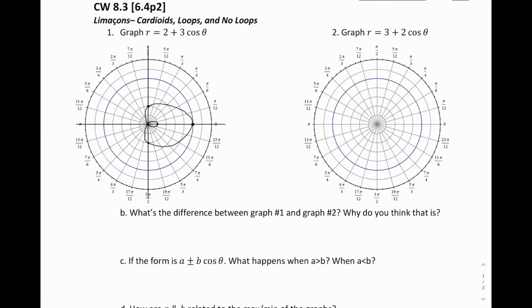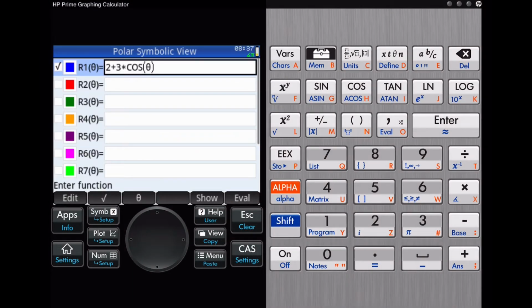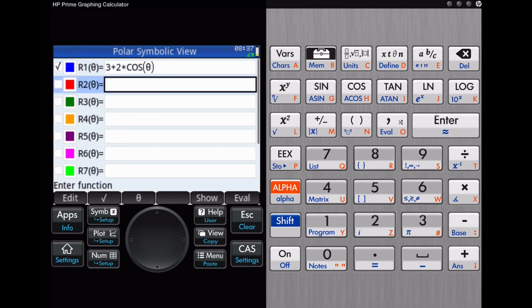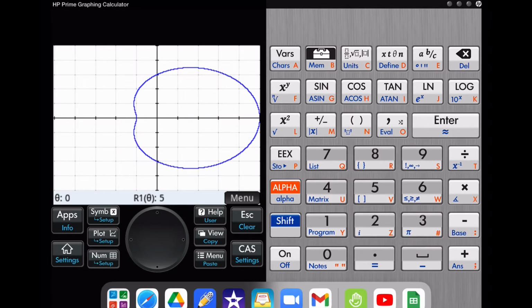3 plus 2 cosine theta. So let's go back to our calculator. We're going to switch the 3 and the 2. So I just went back to where I was before. We're going to switch this 3 with the 2. Take a look at the graph. So pretty similar, except we're seeing it's not looping, and it's also not hitting the origin. So it's kind of like a monopole in a way, kind of like a big blob. So let's graph that now.